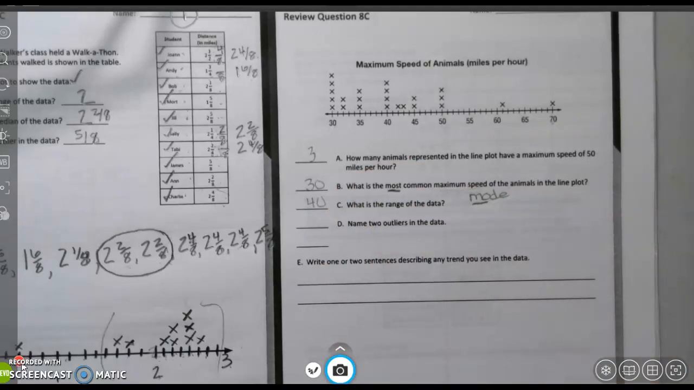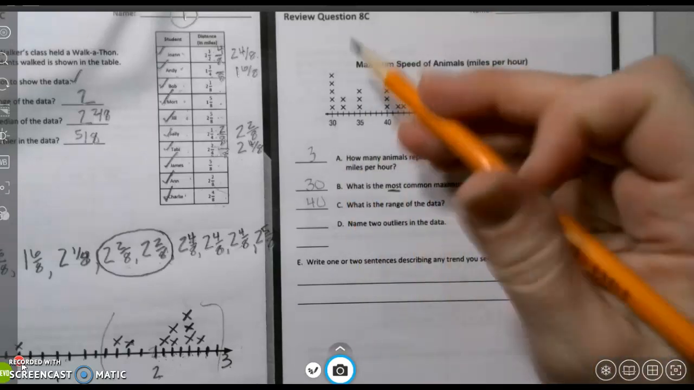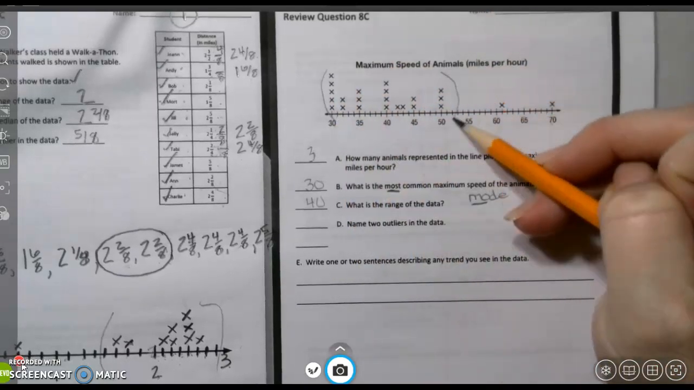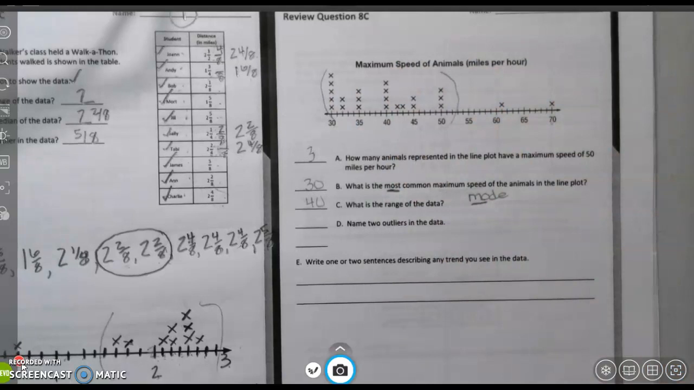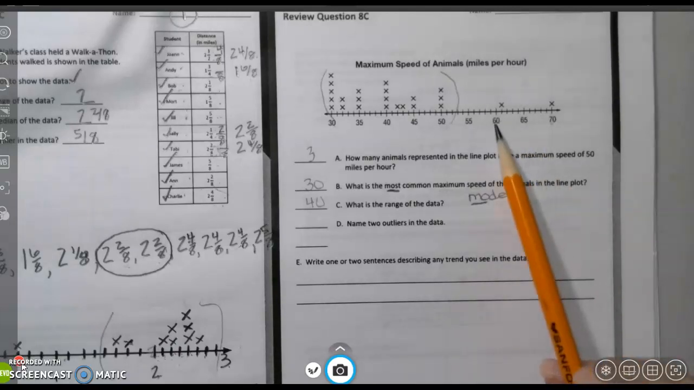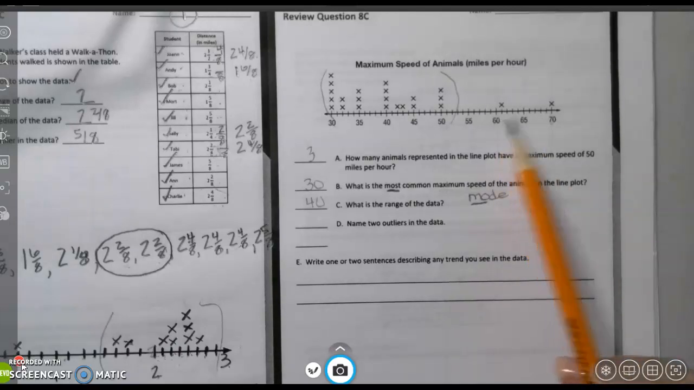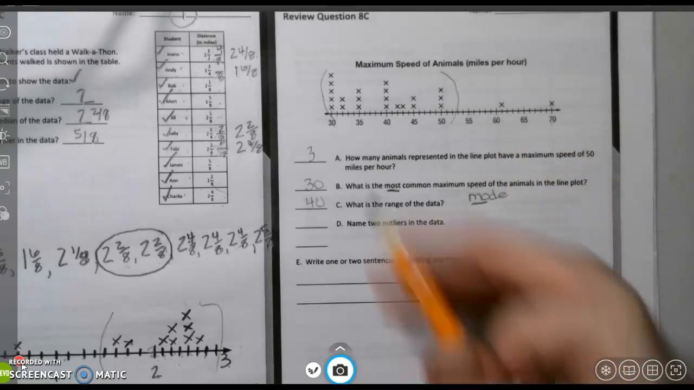And then D says, name the 2 outliers in this data. So it would be like, what are the 2 pieces of data that are kind of out there, that don't make sense, that don't fall in line with the rest of the data? Well, if I look at our line plot, most of our X's fall right here. What are the 2 that are out there that are kind of liars, as we called it? So it looks like 61 and 70.